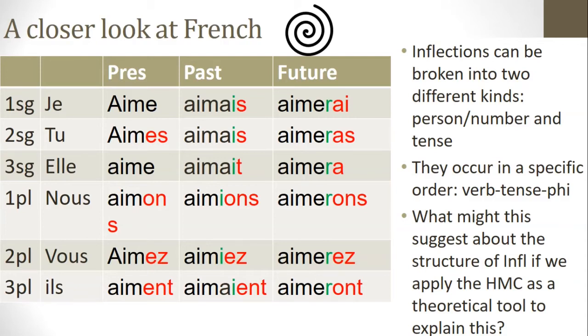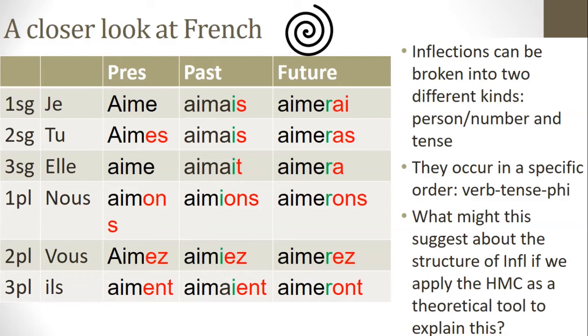If we look a little bit closer at the past and future paradigm, you'll notice that there is another morpheme, which I've indicated in green, which seems to occur between the root and the person number morpheme. And we can infer from this that this morpheme reflects tense. So unlike English, where tense, person, and number are mixed up and bundled up together in portmanteau morphemes, in French they seem to be fairly distinct.